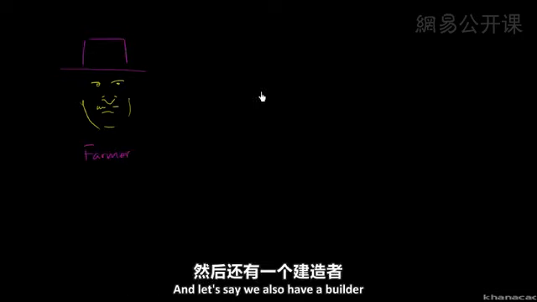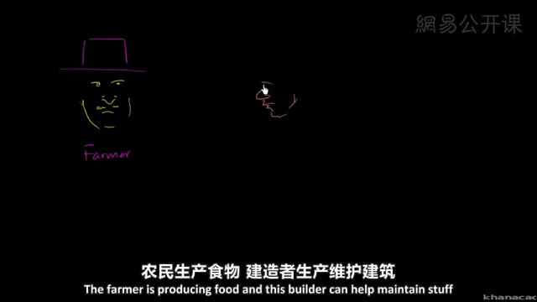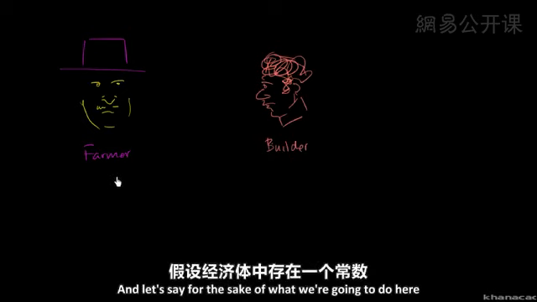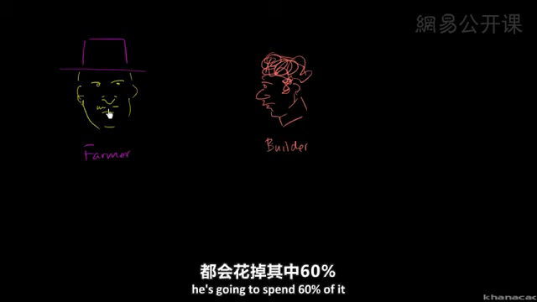And then let's say we also have a builder. So in this economy, they're producing two things. They're producing food, and this builder can help maintain stuff. Maybe this is the builder right over here. So this is Mr. Builder. And let's say, for the sake of what we're going to do here, that for this economy it's kind of a constant: if either of these fellows gets an extra dollar to spend, he's going to spend 60% of it.